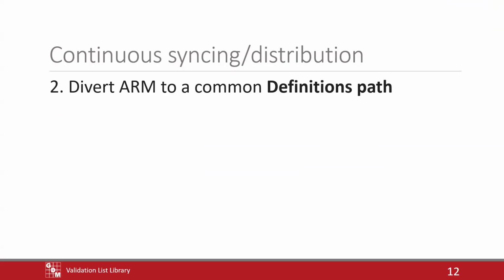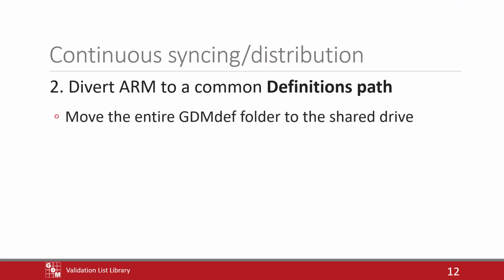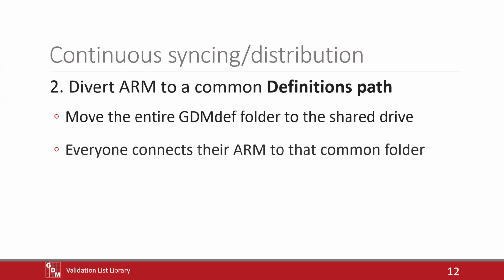The second option is diverting your ARM to a common definitions path. Basically, you just move that entire GDM def folder. That's where anytime you create an SE or a rule set, it always goes into that folder. We basically just move that instead of it being on your hard drive. Let's move that to the cloud. So everyone's ARM is looking to essentially the same folder. Pretty straightforward.